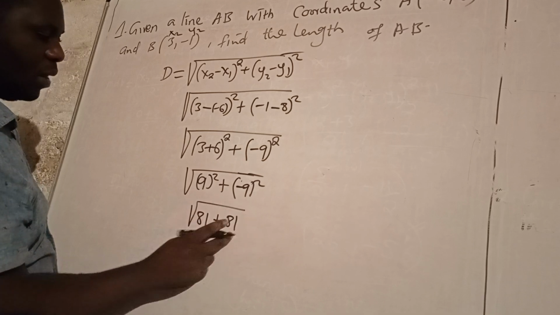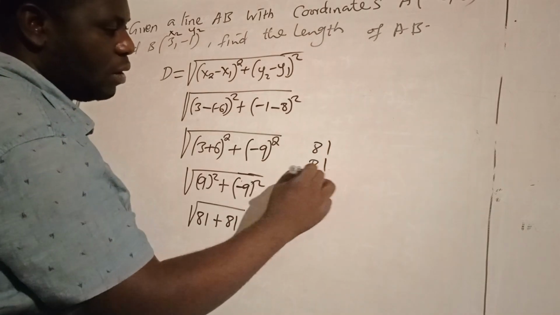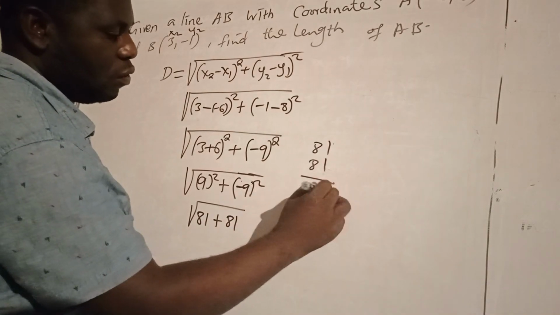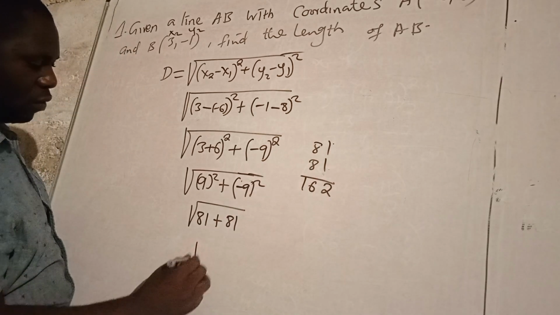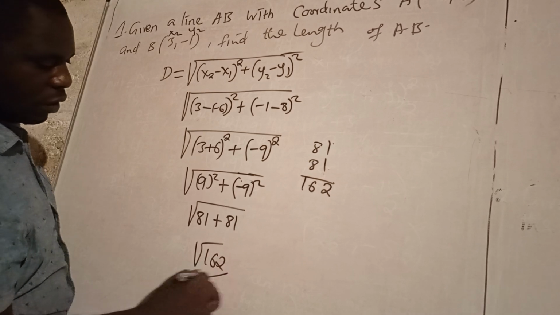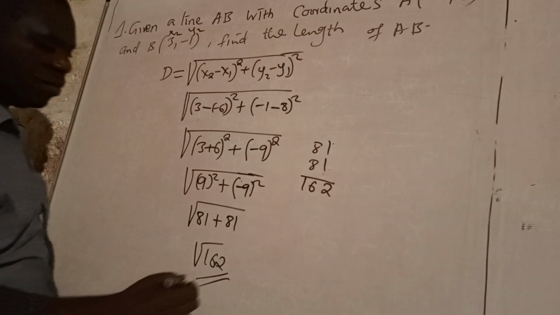So I'll add this by this. Remember this paper is no calculator, so I'll add 81 plus 81. This by this is 2. This by this is what? 16. So we have square root of 162. Since this paper is no calculator and this number has no perfect square, so just put it in surd form.